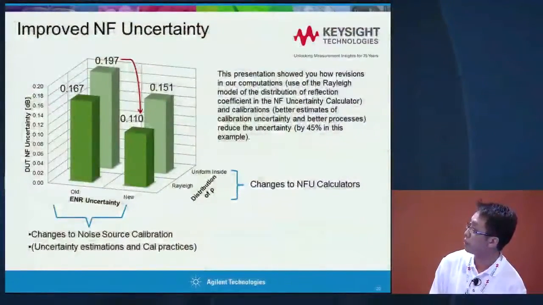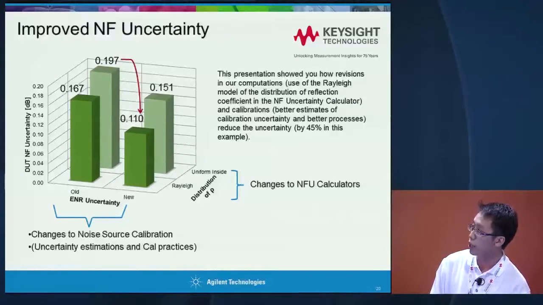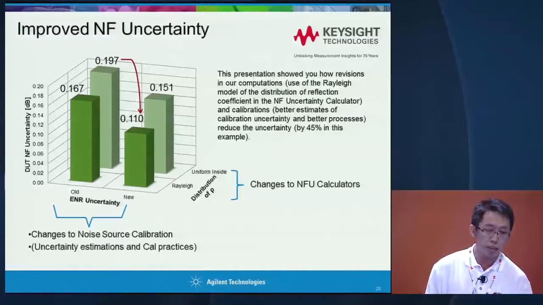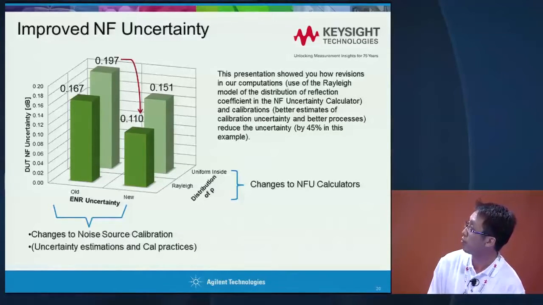In summary, with the updates of our noise figure uncertainty calculator and with the improvement of ENR, our noise source calibrations, we're able to improve our noise figure measurement uncertainty significantly. For the example shown over here, we are getting around 45% of improvements.